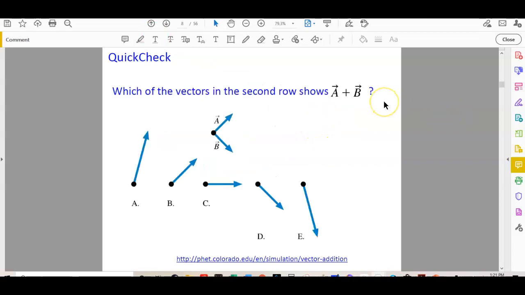So let's do one last one, and this will be quicker. What I want you to do is, again, vector addition. You've got the A vector, which is pointing up and to the right. The B vector is pointing down and to the right. So go ahead and add those two vectors together, and let's see what you get.